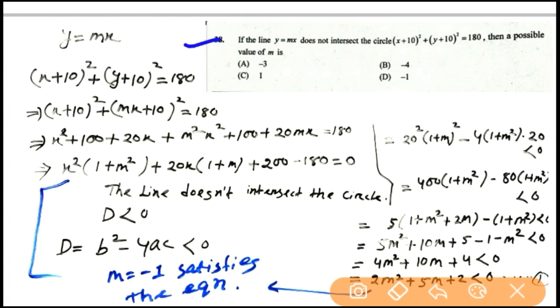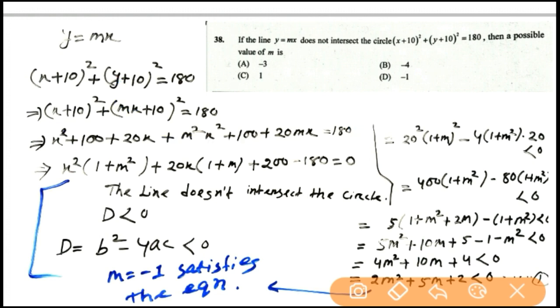In the next question we have: if the line y equal to mx does not intersect the circle (x + 10)² + (y + 10)² = 180, then the possible value of m is. We have to find the possible value of m where y equal to mx does not intersect the circle. Putting y equal to mx, and using (a + b)² = a² + b² + 2ab, where a² + b² is 100, we can get the equation like this.